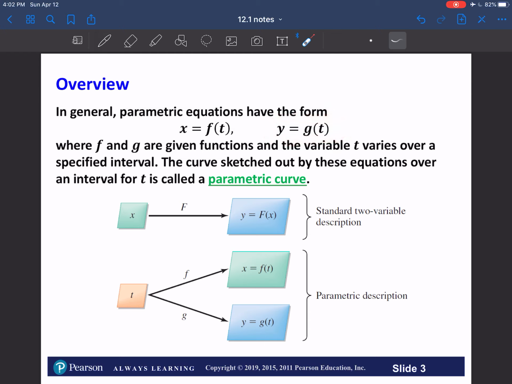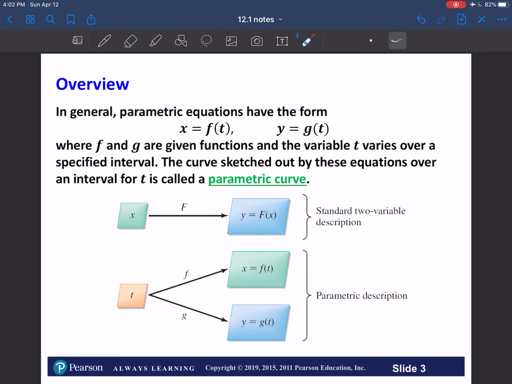Throughout the course of this section, we are going to let f of t be the function associated with x, and g of t be the function associated with y. And f and g are given functions, and the variable t varies over some specified interval. So maybe t varies from 0 to 1, or 0 to infinity, or negative infinity to positive infinity, whatever. The curve that is sketched out by these equations over that interval t is called a parametric curve.